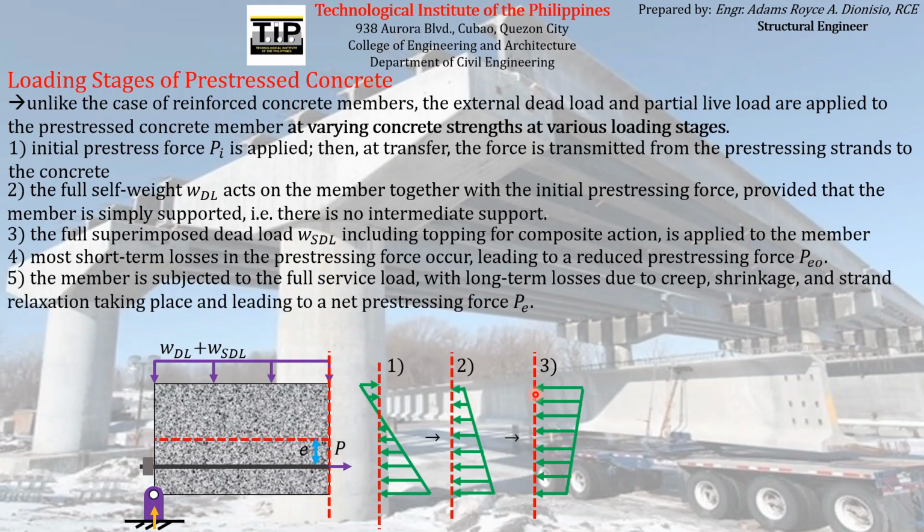And then after that loading stage, the member is subjected to the full service load with long-term losses due to creep, shrinkage, and strand relaxation taking place and leading to a net pre-stressing force PE. After that stage, additional loads will now be carried by the concrete element, which will again produce flexural stresses, with compressive stresses acting on the pre-compressed zone and tensile stresses acting on the pre-tension zone.